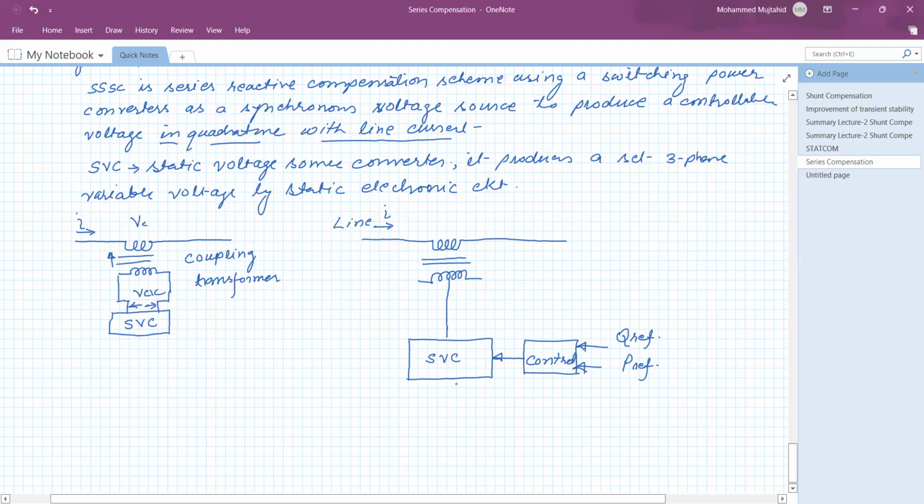Now, this SVC is connected with a small DC voltage source or capacitor. So this is some DC power, which generates a small amount of DC voltage. Optionally, there may be some storage devices, such as a superconductor, supercapacitor, or some battery system, which is used to inject or absorb the active power. So it is an energy storage.